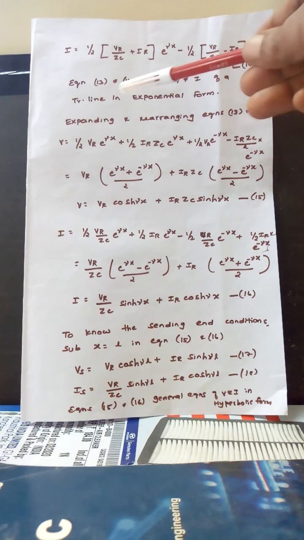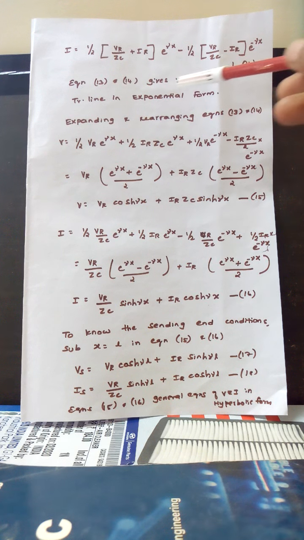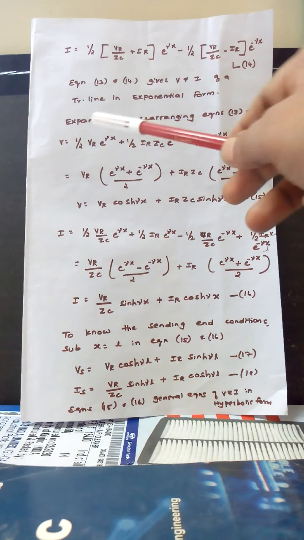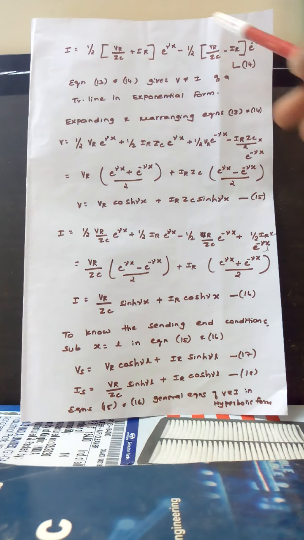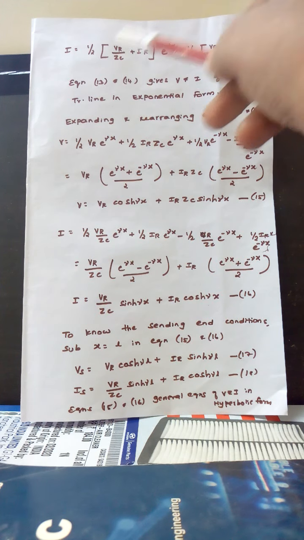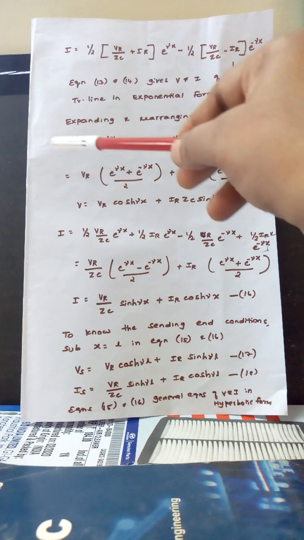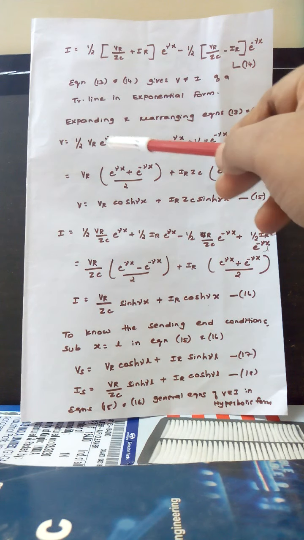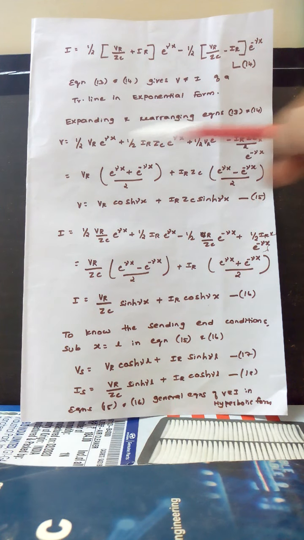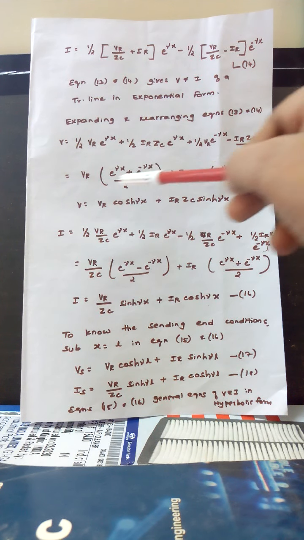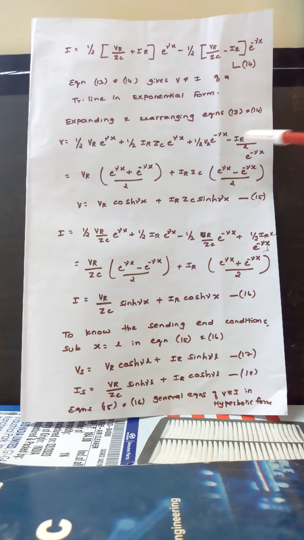So that is equation number 13 and 14 we are considering, that is V and I in exponential form. Now we are expanding and rearranging equation number 13 and 14. In the voltage equation, if you multiply inside, we get the VR term. Taking VR outside, we'll get e to the power gamma x plus e to the power minus gamma x divided by 2, and IR into Zc is common, taking it outside.